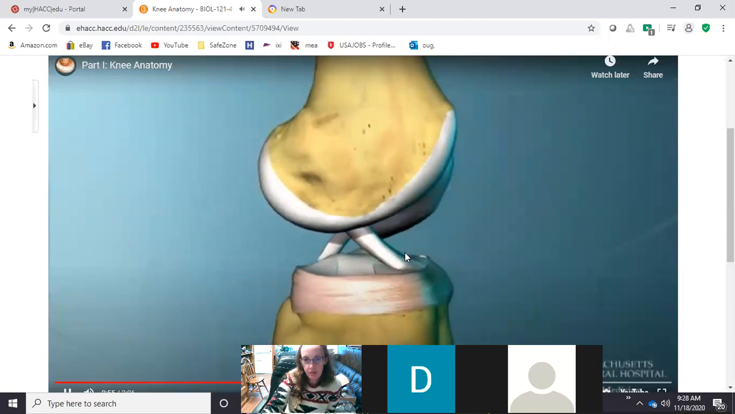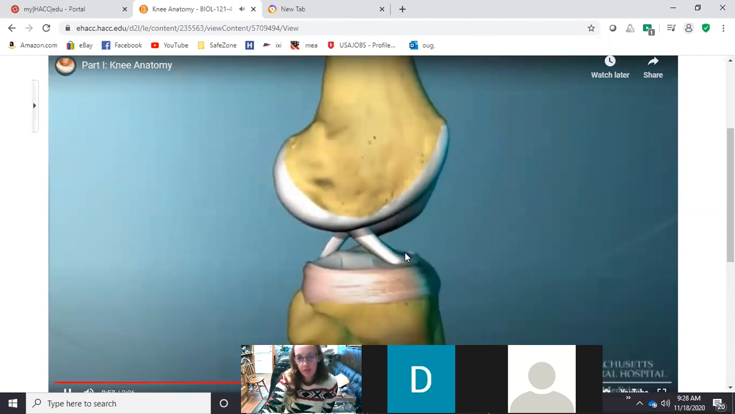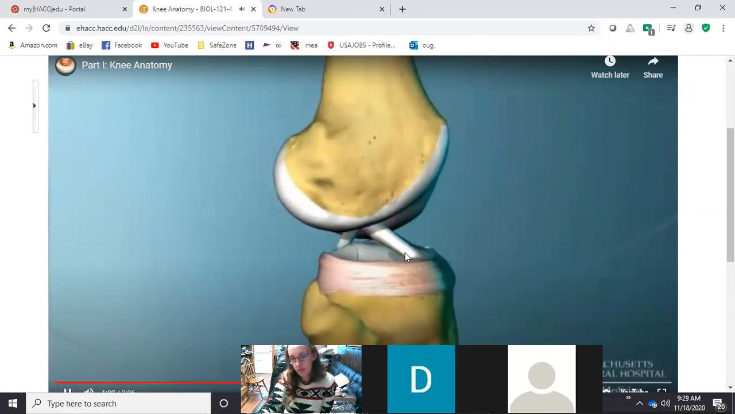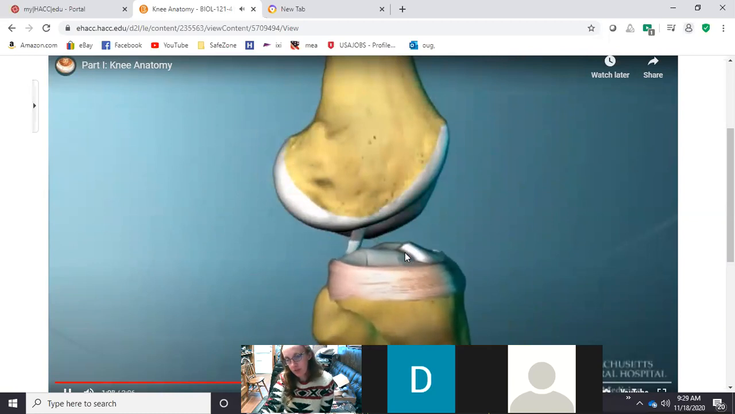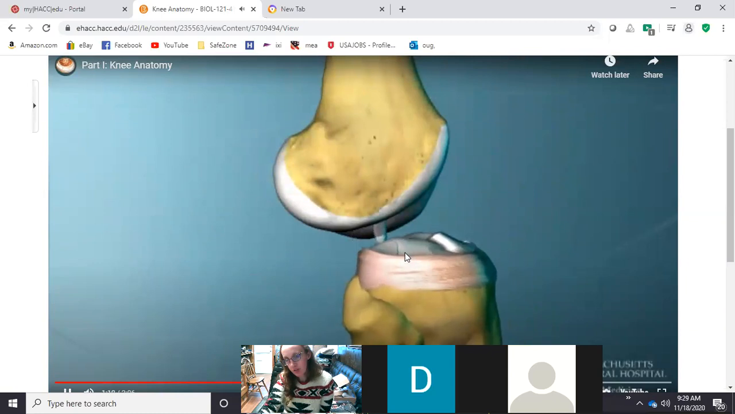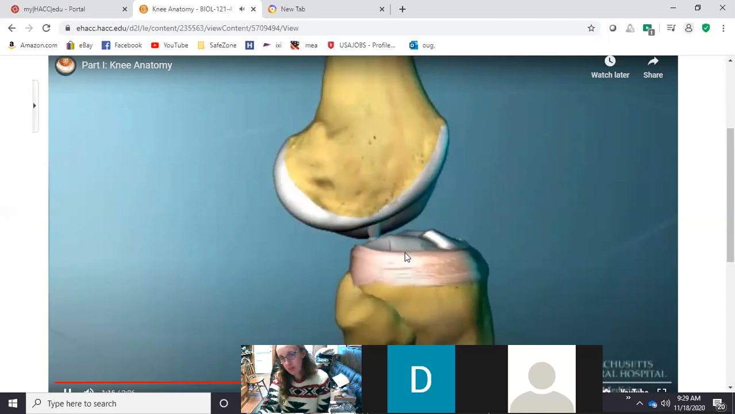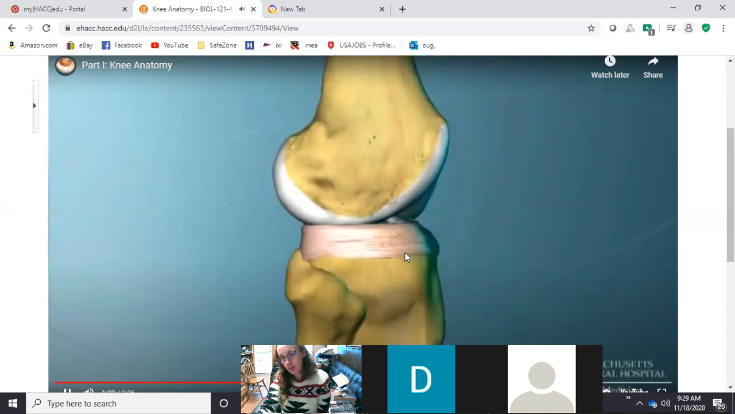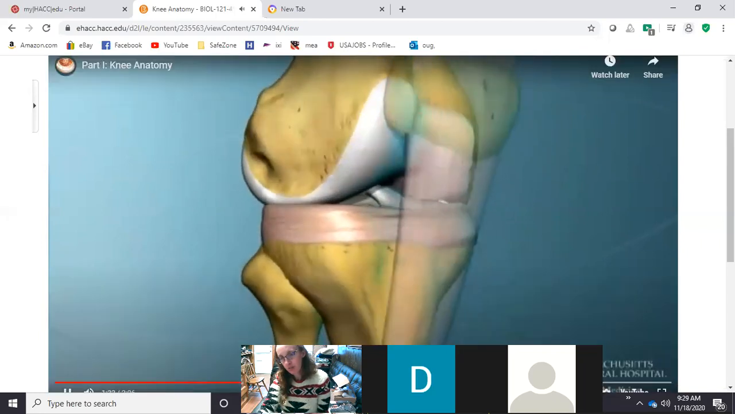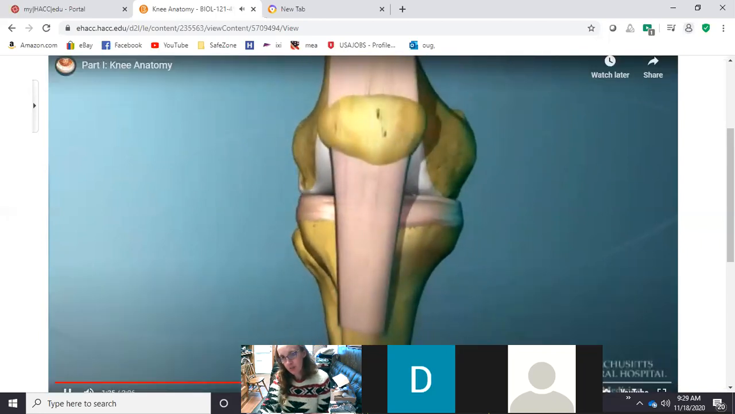The ACL prevents the lower bone, the tibia, from moving forward, and the PCL prevents it from moving backward. If the ACL tears, the tibia can move forward too much, and the knee can be unstable. The knee in which the ACL is torn tends to give out when pivoting or quickly changing direction. To correct this instability, a new ACL can be made.